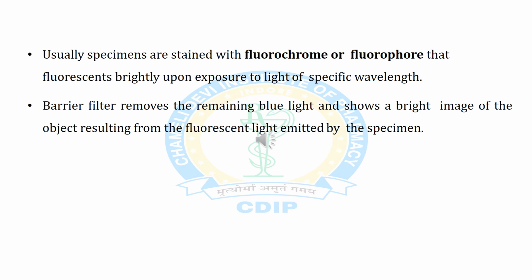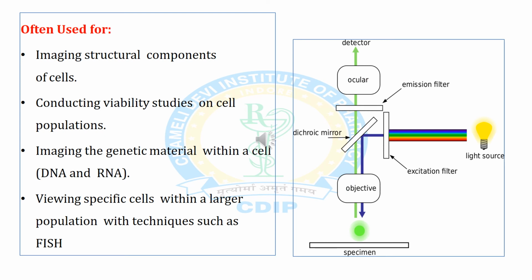Right now we are continuing with fluorescence microscope. Usually specimens are stained with a fluorochrome or fluorophore that fluoresces brightly upon exposure to light of a specific wavelength. A barrier filter removes the remaining blue light and shows a bright image of the object resulting from the fluorescent light emitted by the specimen. What is the use of fluorescence microscope?